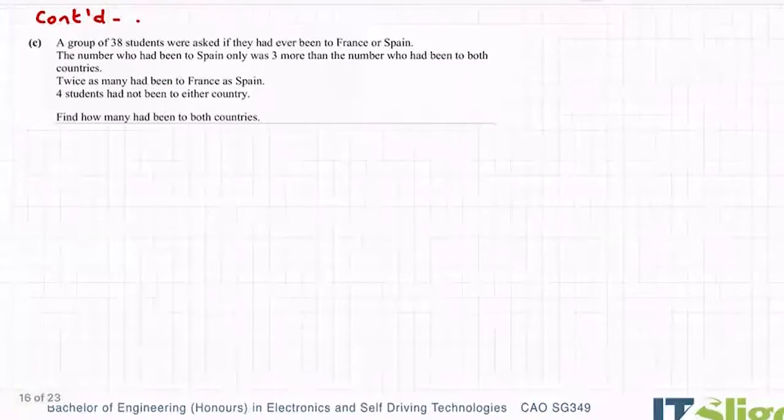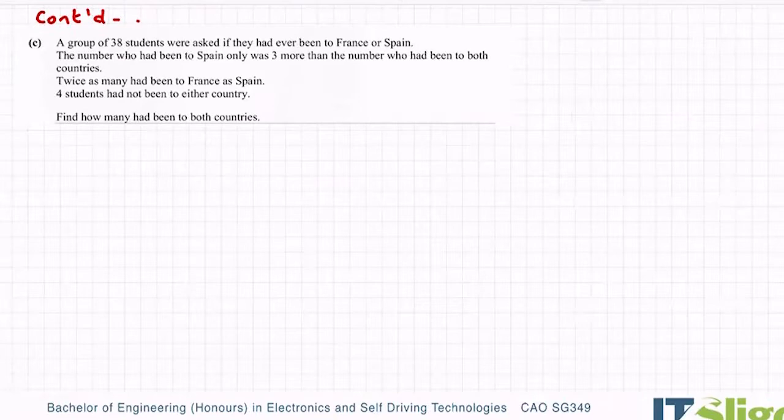Okay, the part C of that question then says a group of 38 students were asked if they had ever been to France or Spain. The number who had been to Spain only was 3 more than the number who had been to both countries. Twice as many had been to France as Spain. 4 students had been to neither country.